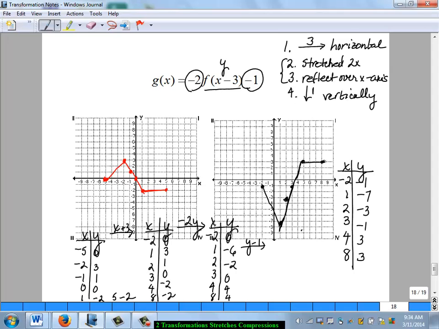Let's see if it looks right. Does it look like it shifted over? Yes. Does it look like it's been stretched? Yeah, it looks longer. Does it look like it's been flipped? Uh-huh. And does it look like it's been dropped down? Definitely, because it's a lot lower than it was. So that's how you do multiple transformations.